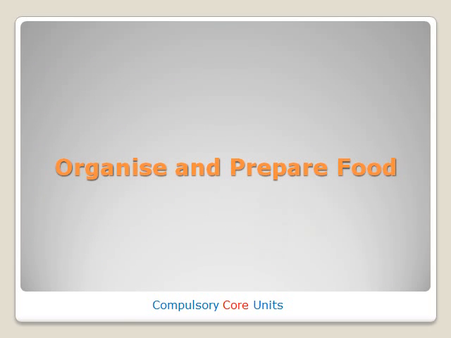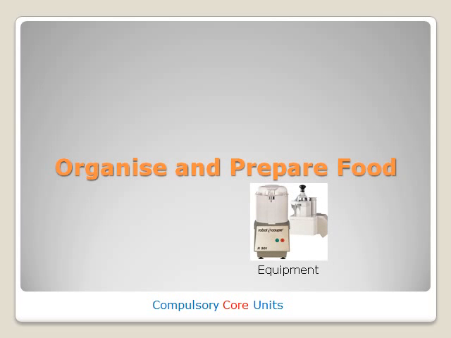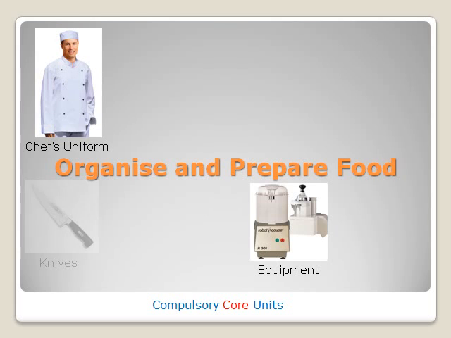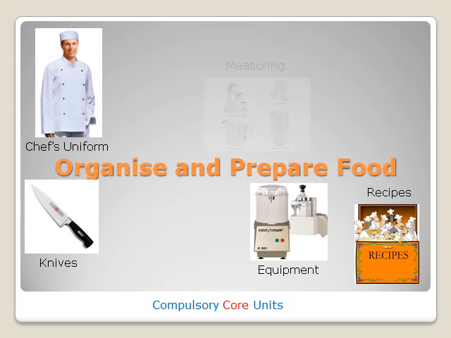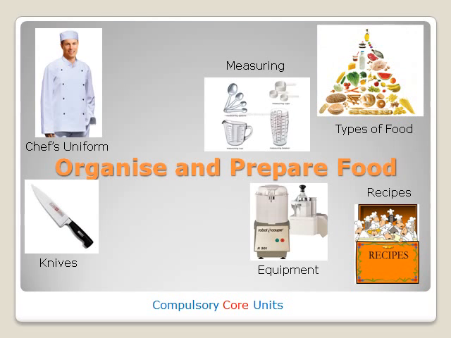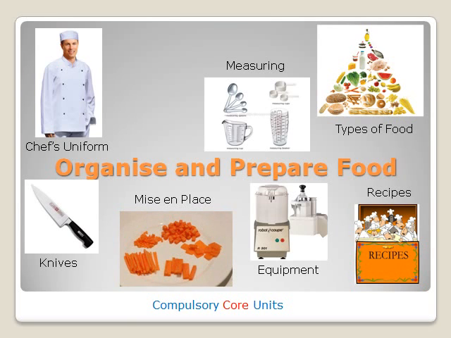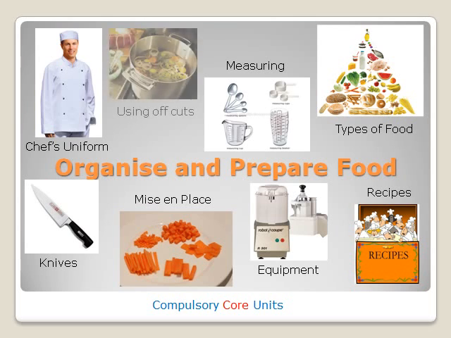Organize and prepare food familiarized us with the various types of equipment that are used in commercial kitchens. We learned about the chef's uniform and the chef's most important tool, the knife, how to use it properly, how to use it safely. We learned about recipes and menus. We learned how to measure ingredients and to check them for quality. We learned about meat, poultry, and seafood, dry goods, dairy goods, fruit, vegetables. We learned about mise en place, getting everything ready before we start to prepare the dish. We learned about precision cuts, workflow plans, portion control, and ways to minimize wastage.